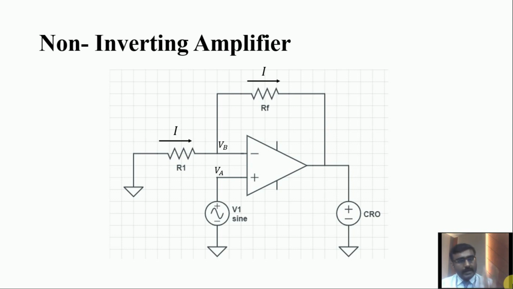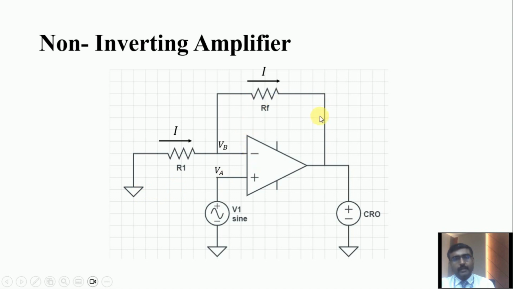In an inverting amplifier, we apply the input to the inverting terminal. Here we are going to apply the input to the non-inverting terminal of the operational amplifier. There are two terminals, one is the inverting terminal, another is the non-inverting terminal. Next, the resistance R1 is connected to the inverting terminal of the amplifier. The other terminal is connected to ground.